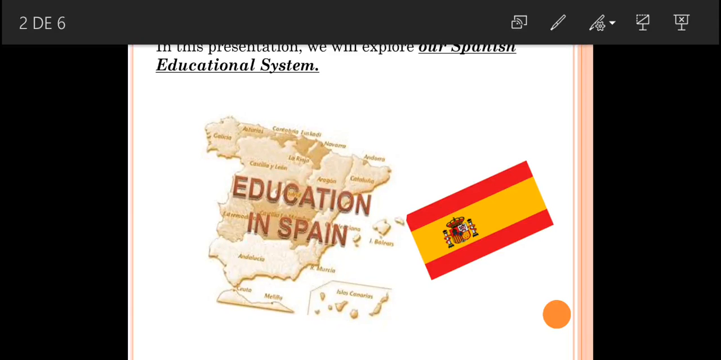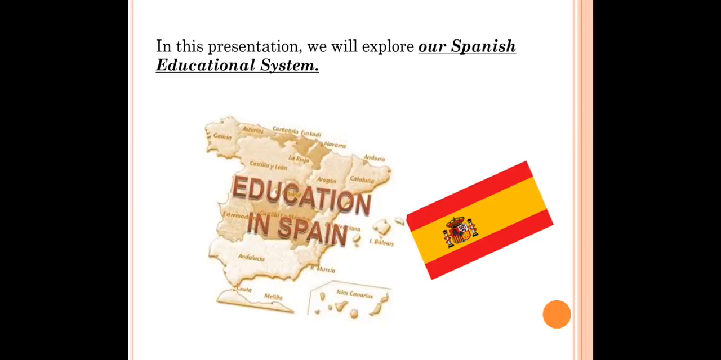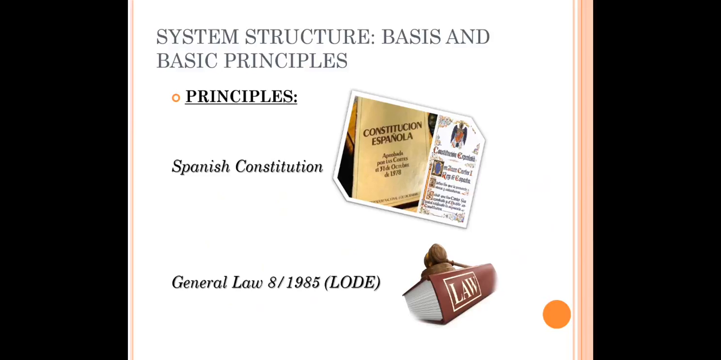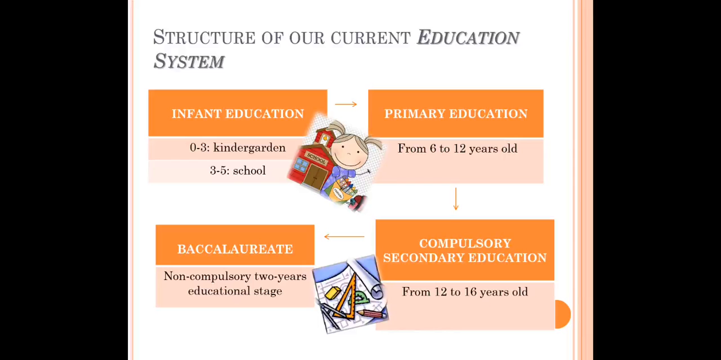Spain is involved in a process of changes, but the educational system is built on some principles established by the Spanish Constitution, because its Article 27 regulates the right to education as one of the basic rights that public authorities must guarantee to all the citizens, and also General Law 8/1985, which regulates the right to education and establishes the main purposes of education. Keeping this in mind, we could explain that our education system is organized into the following areas of education.